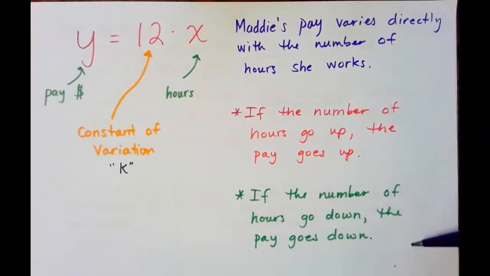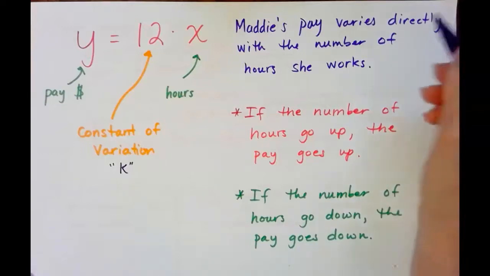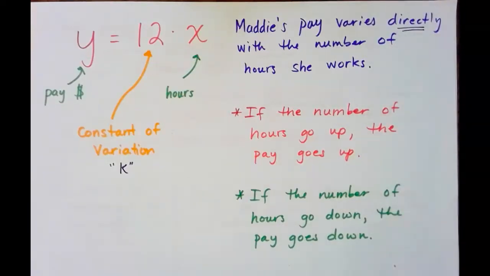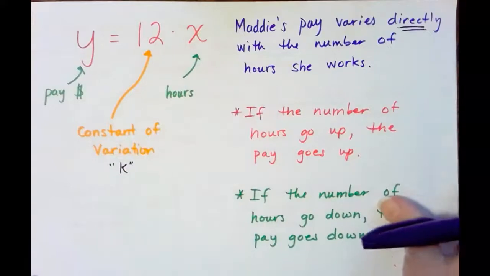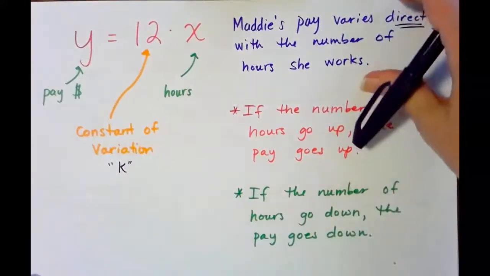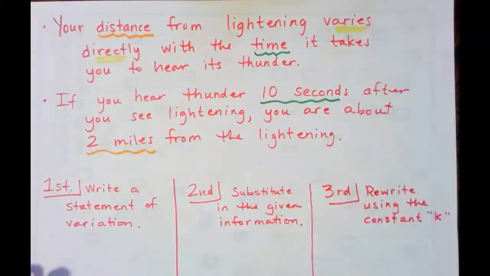So here are the things to keep in mind one more time. In a direct variation, if the number of hours goes up, the pay goes up. If the number of hours goes down, the pay goes down. One influences the other directly. So this, again, is a statement of variation. On the next problem we're going to see, it's a little bit different.